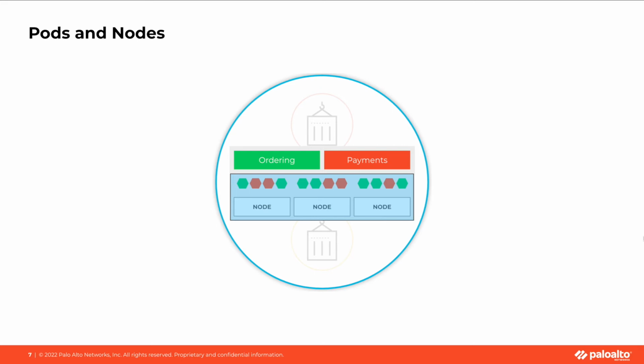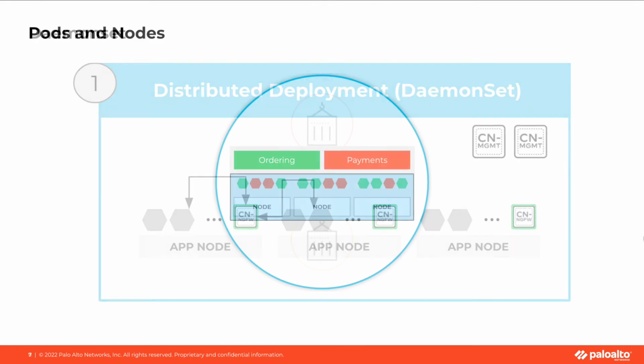Because of network address translation, or NATing, all outgoing traffic carries the node IP address as the source. The pod IP addresses are externally unavailable. As a result, firewalls sitting outside of the Kubernetes cluster are blind to the actual source of the traffic.